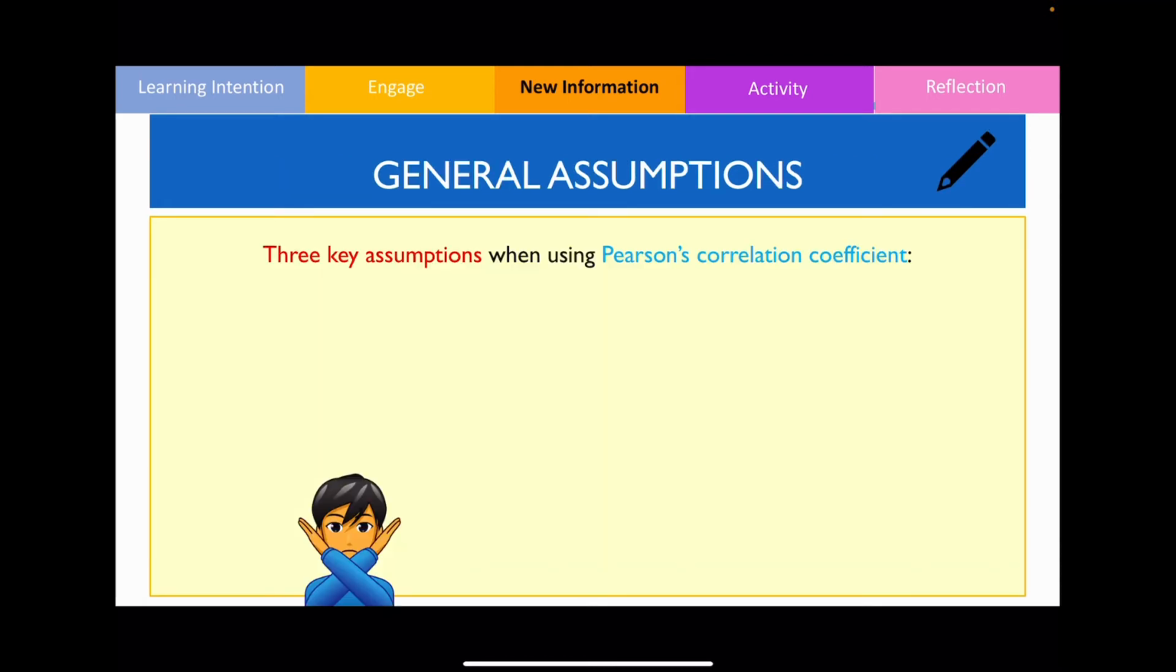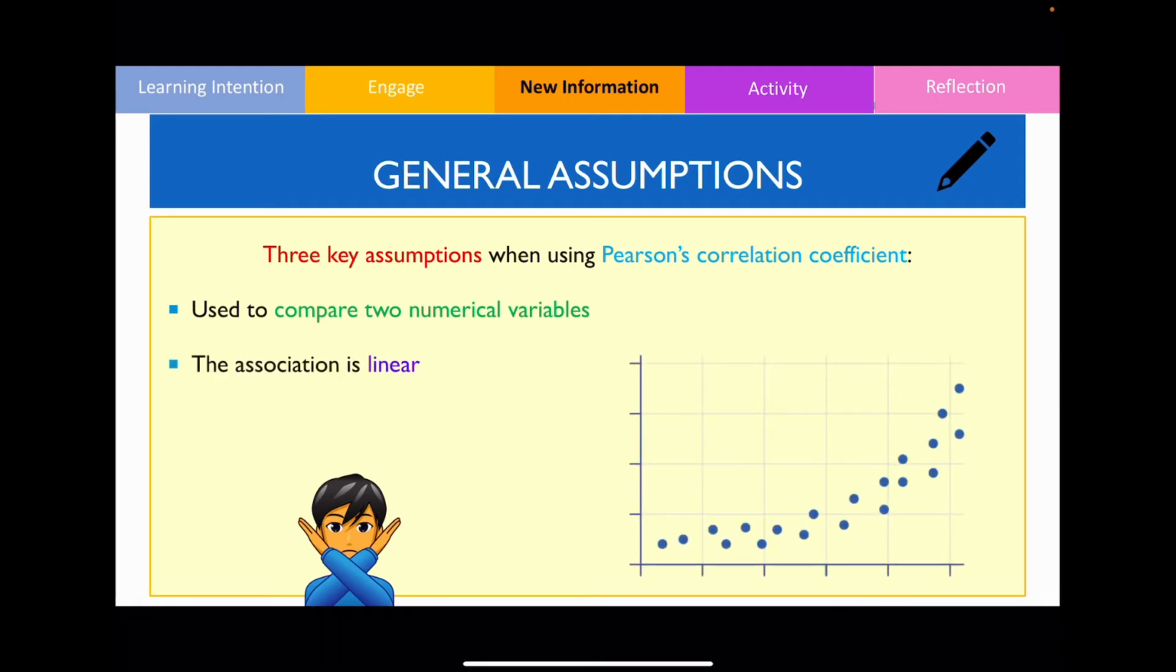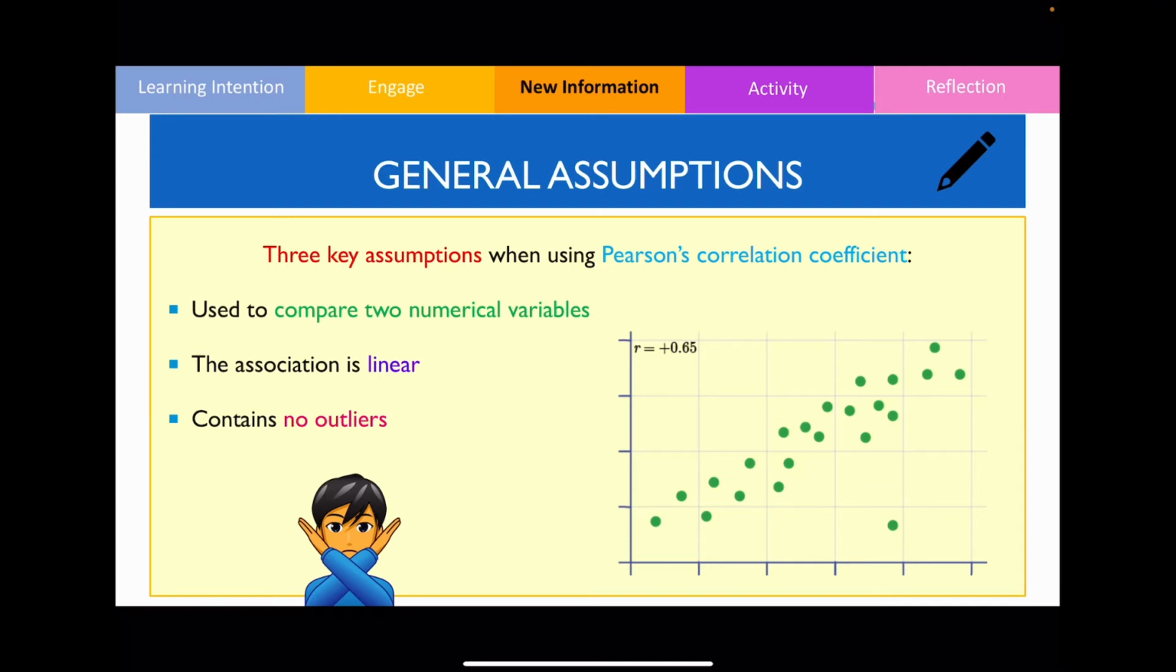In order for us to use Pearson's correlation coefficient, there are three key assumptions that we need to keep in mind. Firstly, we can only use it when we're trying to find the strength between two numerical variables, okay? This means that we cannot use it to compare the correlation between categorical data. Another thing to keep in mind is that the association between these variables must be linear. We can't use this when you've got a non-linear relationship as shown in this example. And the last consideration is that you should generally not have any outliers in your scatter plot. When you do have an outlier, as you can see in this example, this is not going to accurately tell us the strength of the correlation.